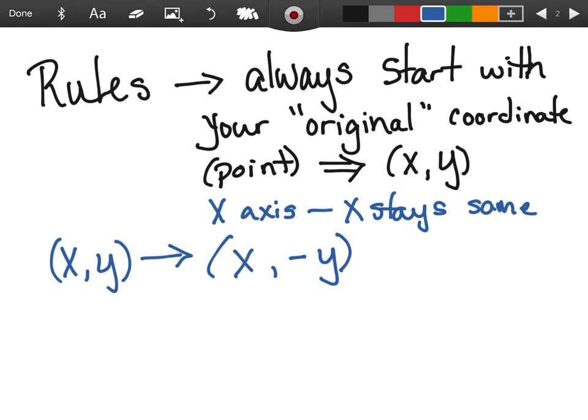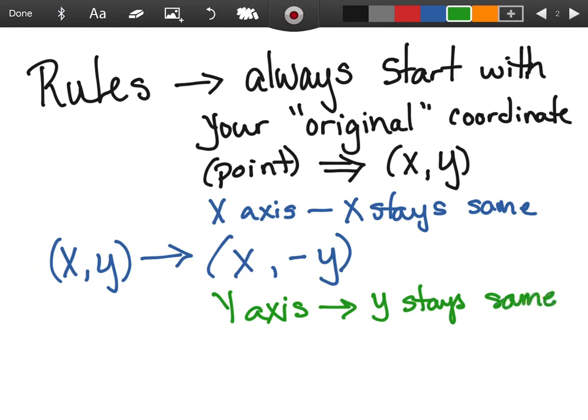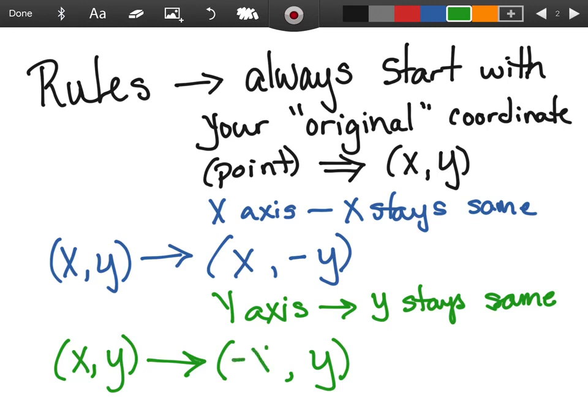Okay, on a y-axis, the exact opposite happens. So with an x-axis, the x stays the same. With the y-axis, the y stays the same. Okay, so my y is going to stay the same this time. So again, same thing. I always start with whatever my original x and y is. My y this time stays exactly the same. And now my x value is going to change positive, negative. Okay, so let's look at some examples.